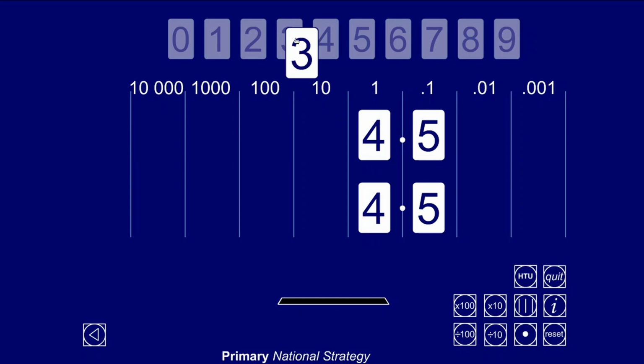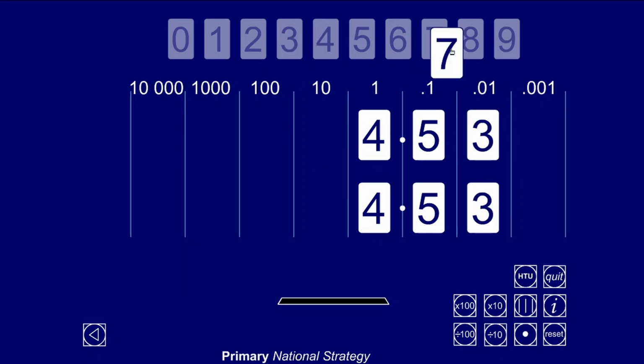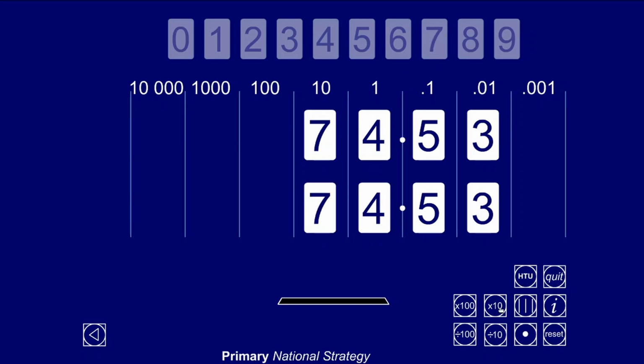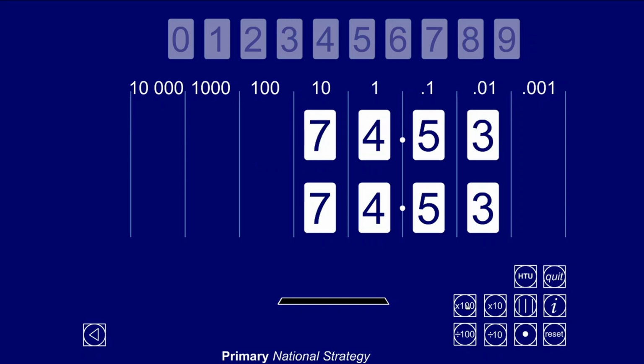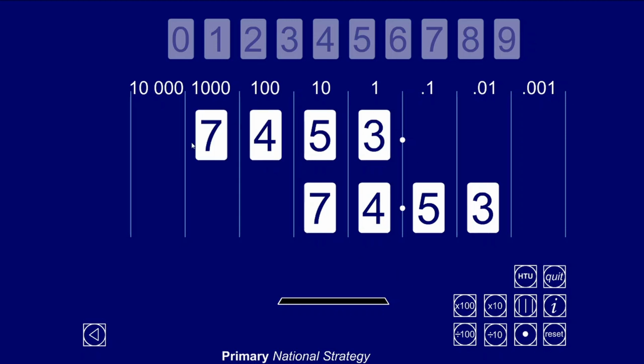So if I finally make a little bit bigger number now, I'll use a 3 over there, a 3 over there, put a 7 into place. So we've now got the number 74.53. We multiply by 10, the digits jump, it's now 745.3. Divide by 10. Multiply by 100, the digits jump 2 places to the left because each digit gets 100 times bigger.